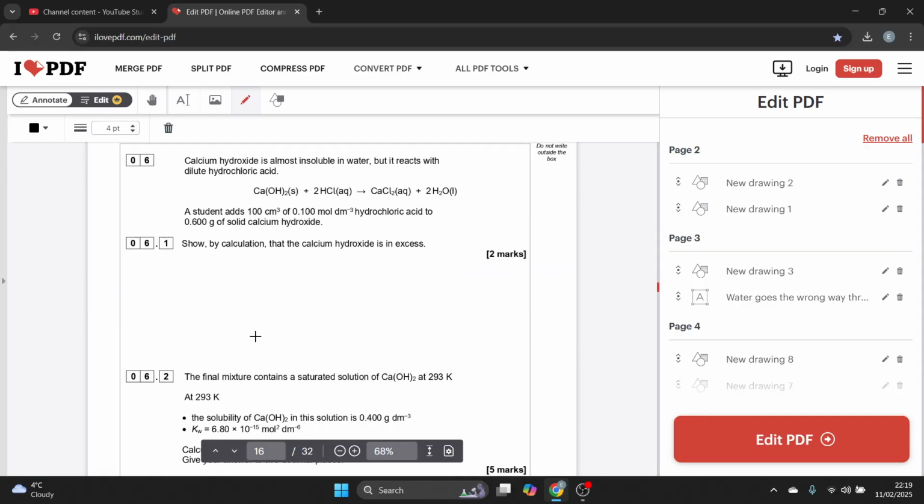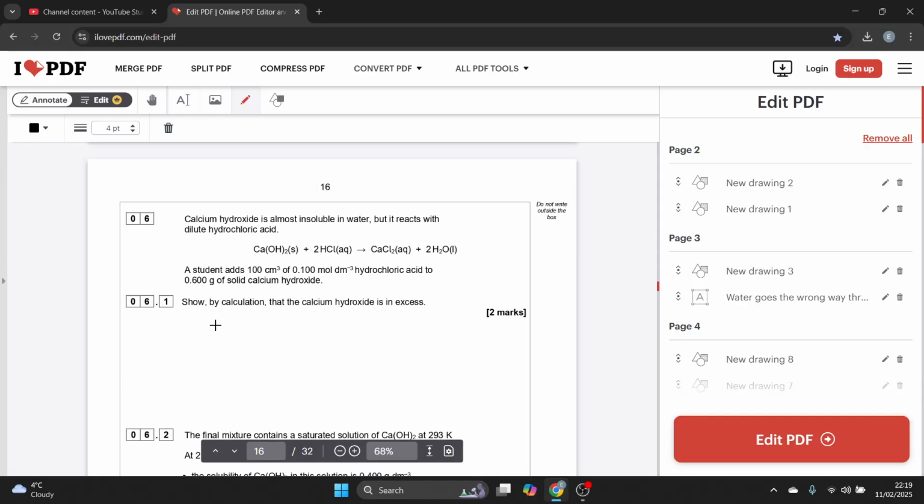Question 6. Show by calculation that calcium hydroxide is in excess. It says calcium hydroxide is almost insoluble in water, but it reacts with dilute hydrochloric acid. Show that calcium hydroxide is in excess. So first thing I would do is find out the moles of HCl, which is concentration times volume. So 0.100 times 100 divided by 1000, and that is 0.01 moles.